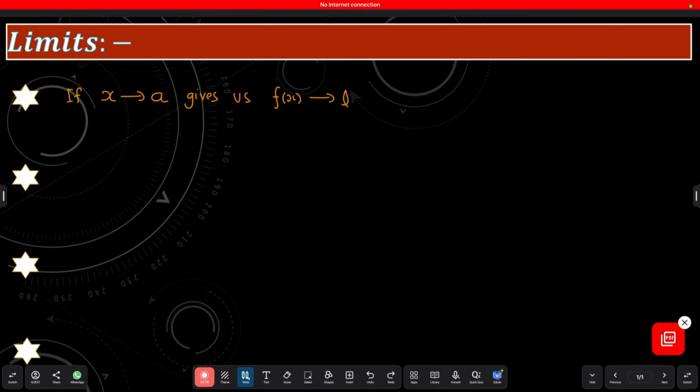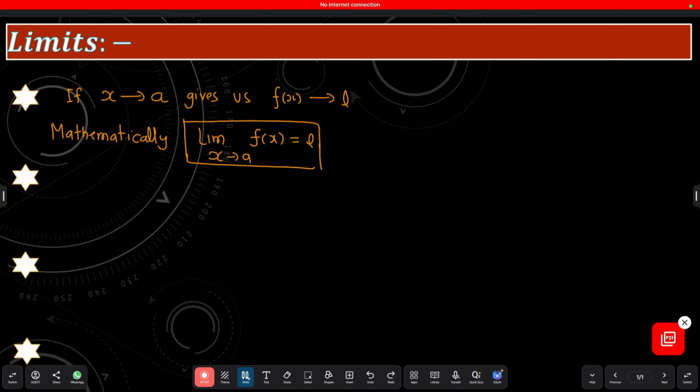If X tending to A gives us f(x) tending to L, then mathematically how to write this statement? So mathematically we write this: limit x tending to A, f of x equals L. This is the meaning of limit.